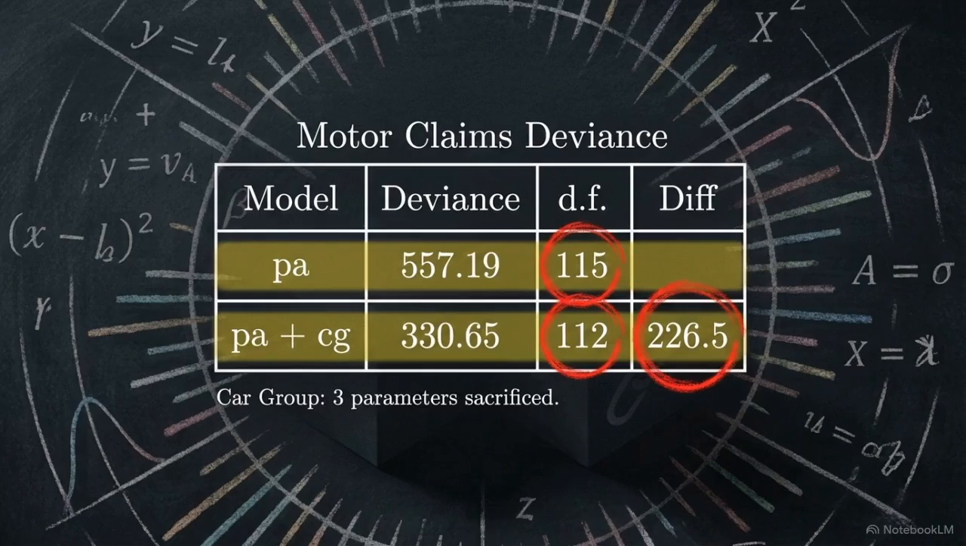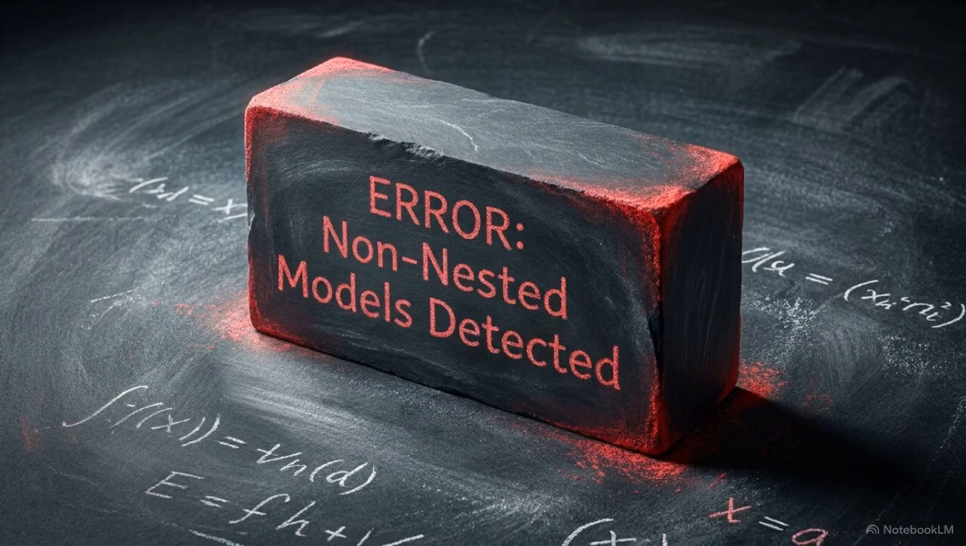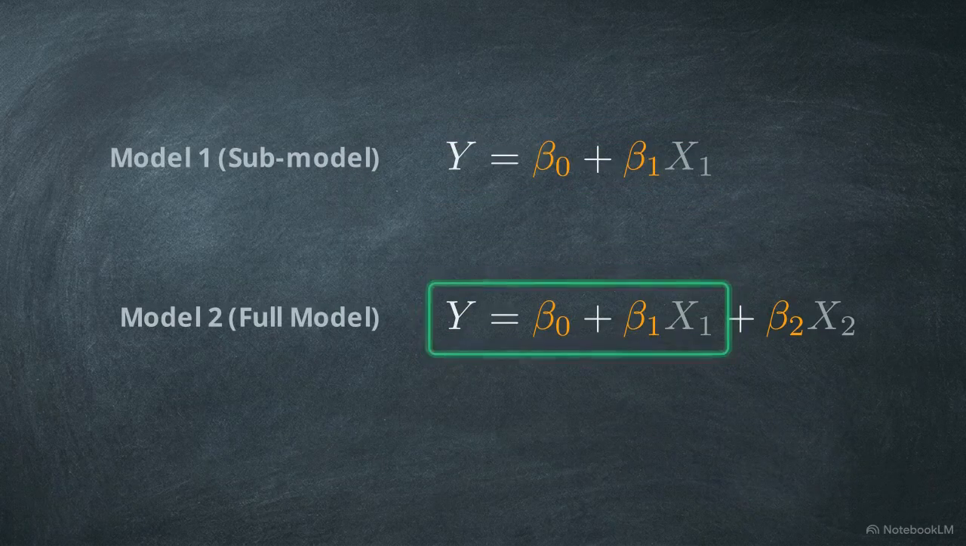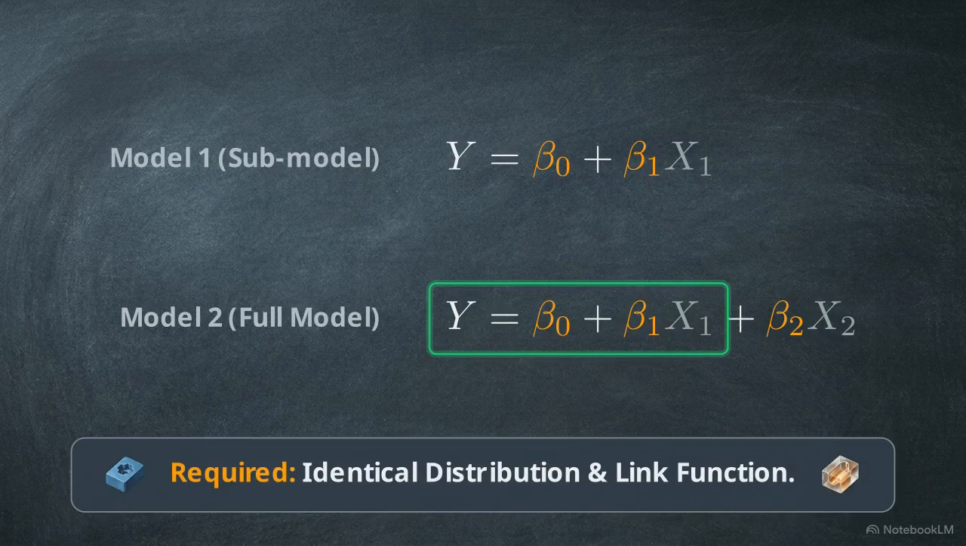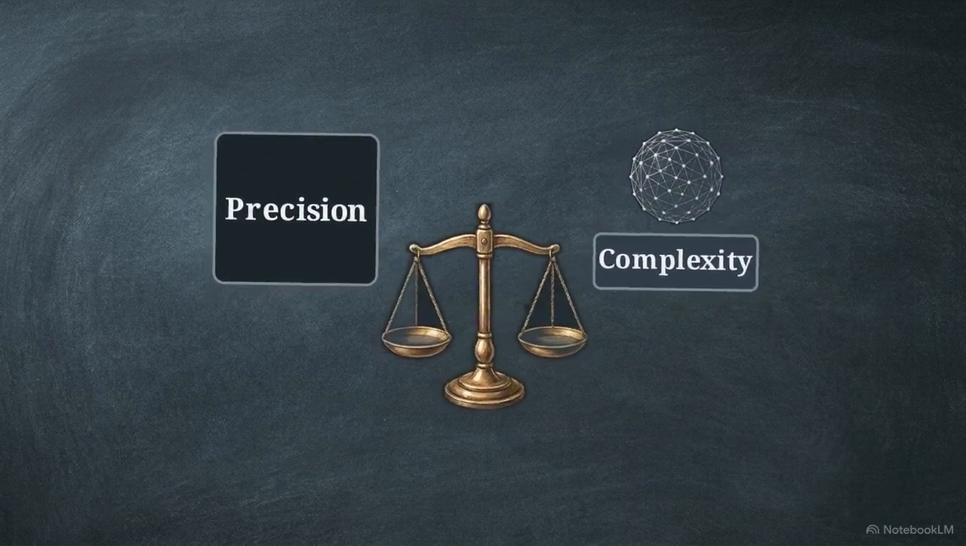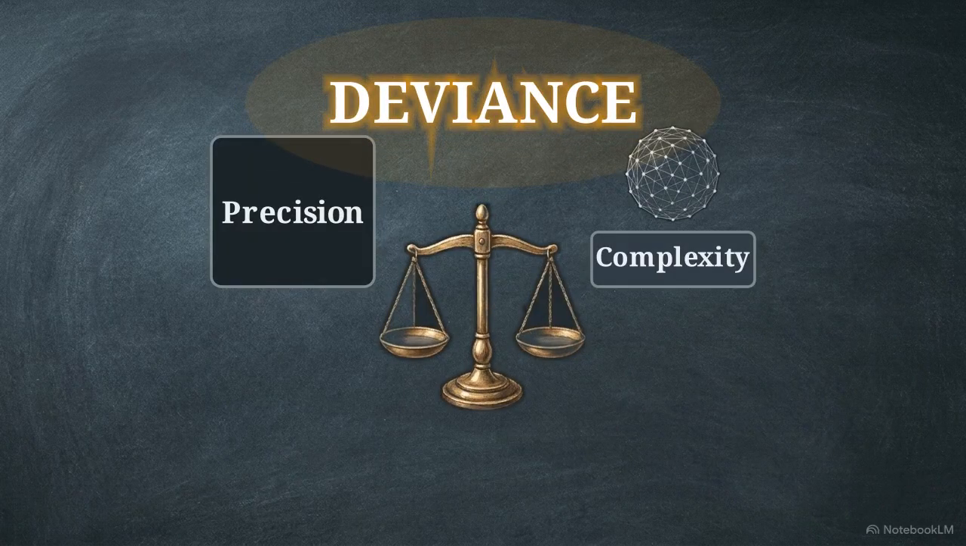This table tracks insurance deviance across policyholder age, vehicle age, and car group. By adding the car group factor to the age model, we sacrifice 3 degrees of freedom, but scaled deviance drops by 226.5, proving the added complexity significantly improves accuracy. There is a strict constraint to this test. Deviance comparisons are only mathematically valid for nested models that share the exact same distribution and link function. Deviance provides a mathematical check against overparameterization, allowing us to balance predictive precision against the structural complexity of the model.